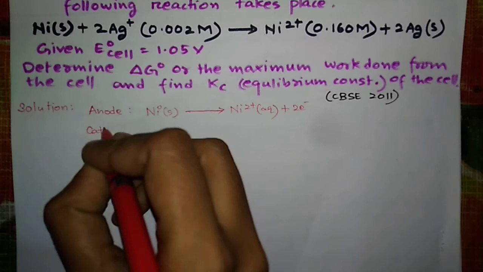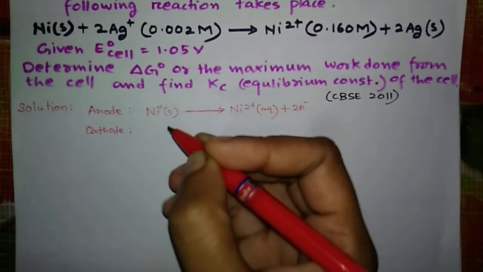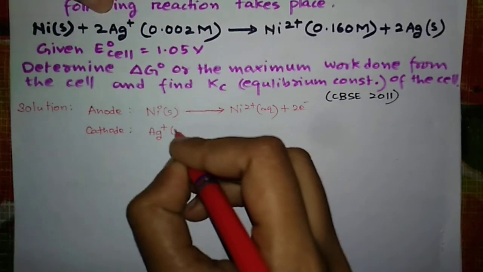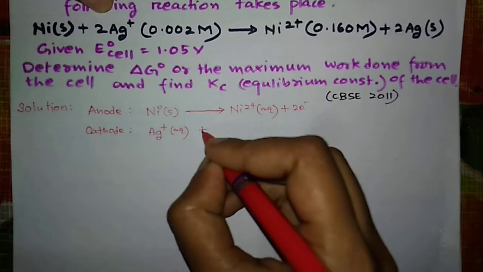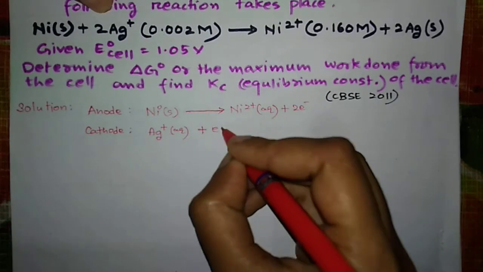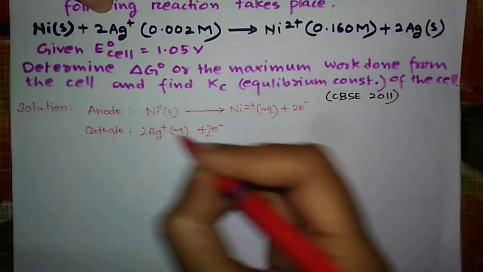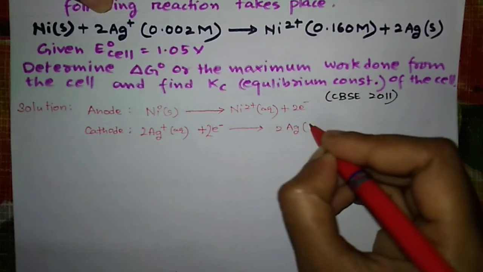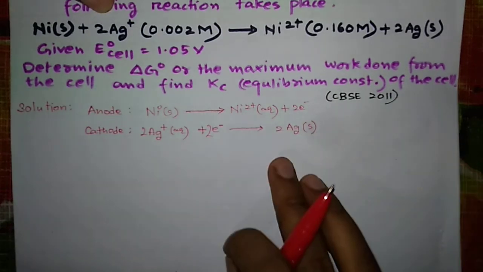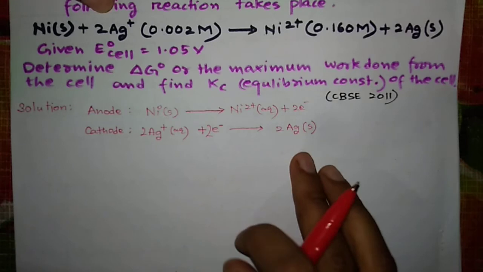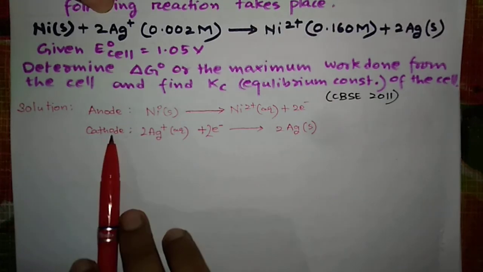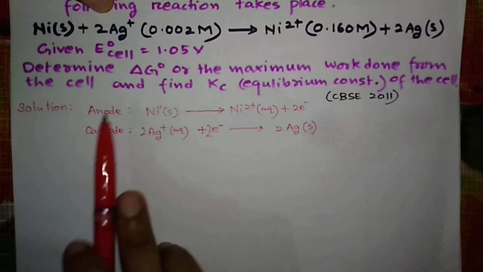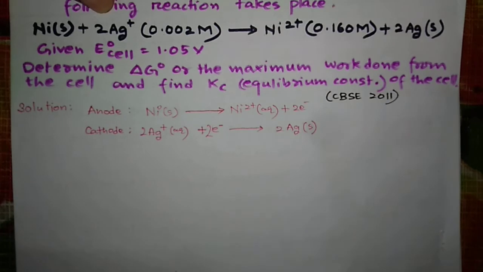Similarly at cathode what will happen? This silver will take up these electrons which are lost by the nickel, and it will change to silver in the zero oxidation state, right? So this is our anode half cell reaction and this is the reduction half cell reaction. Okay, so both half cell reactions we have written, so it is done.